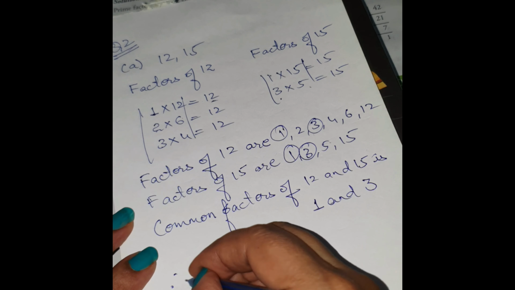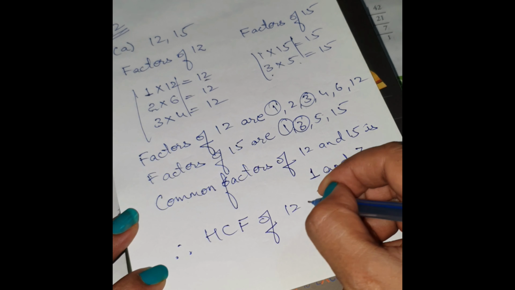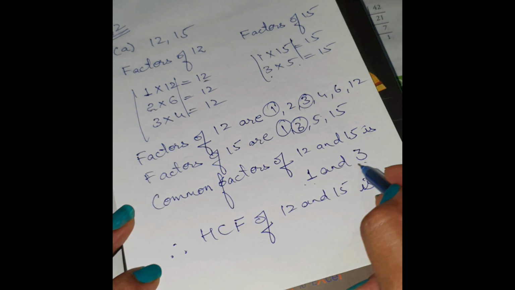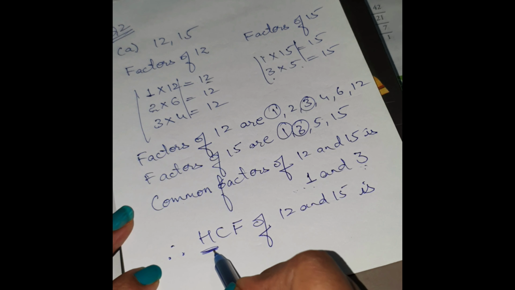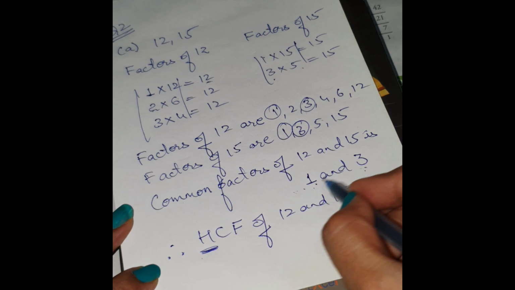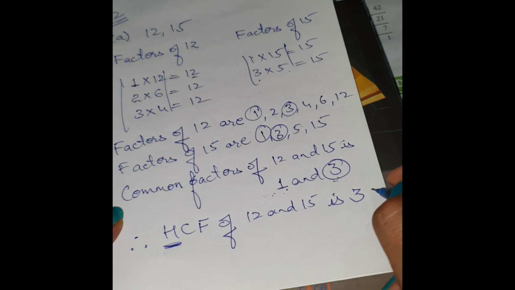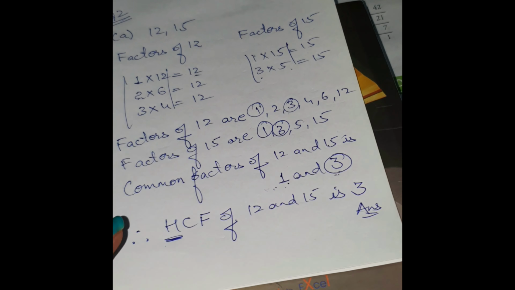Okay. Therefore, finally, HCF of 12 and 15 is... So, which is the highest number from 1 and 3? Because we have to write the HCF. H means highest. So, the highest number from 1 and 3 is, yes, of course, 3. So, the HCF of 12 and 15 is 3. And this will be your answer. Right. So, like this, you have to do all the parts of question number second.